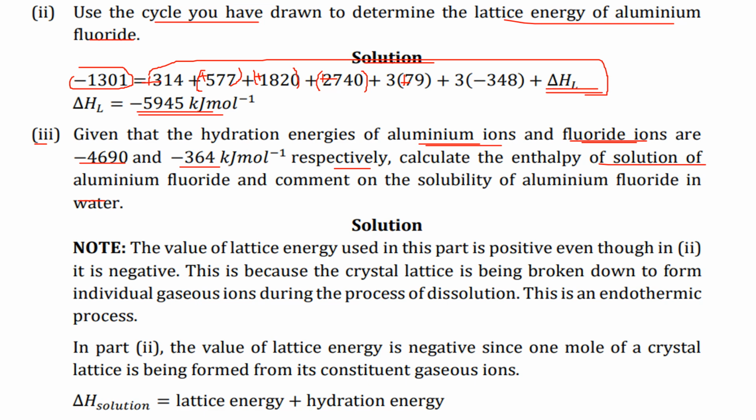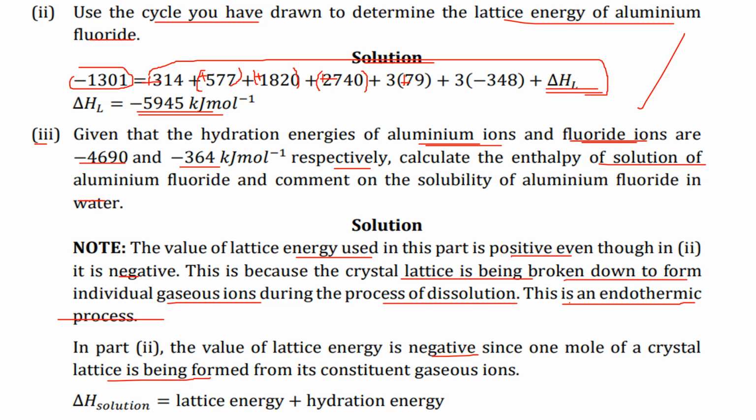First, the value of lattice energy used in this part is going to be positive, even though in Roman number 2, where we calculated it, it is negative. The reason is that when you're dealing with enthalpies of solution, the crystal lattice is being broken down to form its individual gaseous ions during dissolution, and therefore lattice energy here is considered to be an endothermic process. In part 2, the value of lattice energy is negative since 1 mole of a crystal lattice is being formed. So part 2 was for formation. All energy level diagrams are for formation.